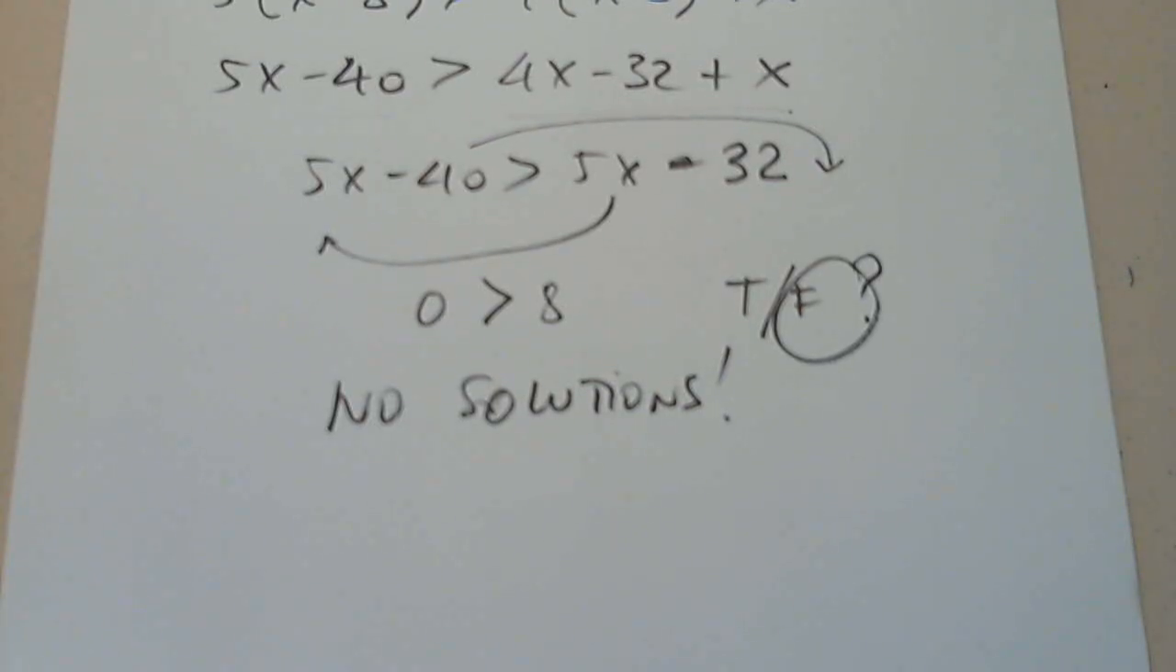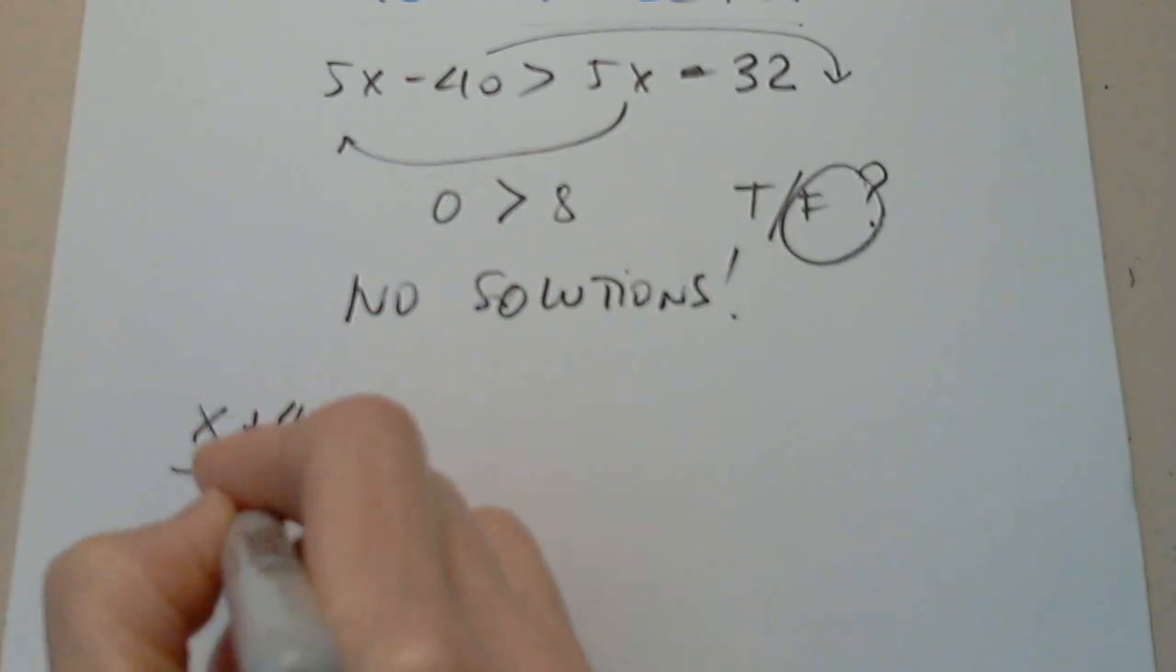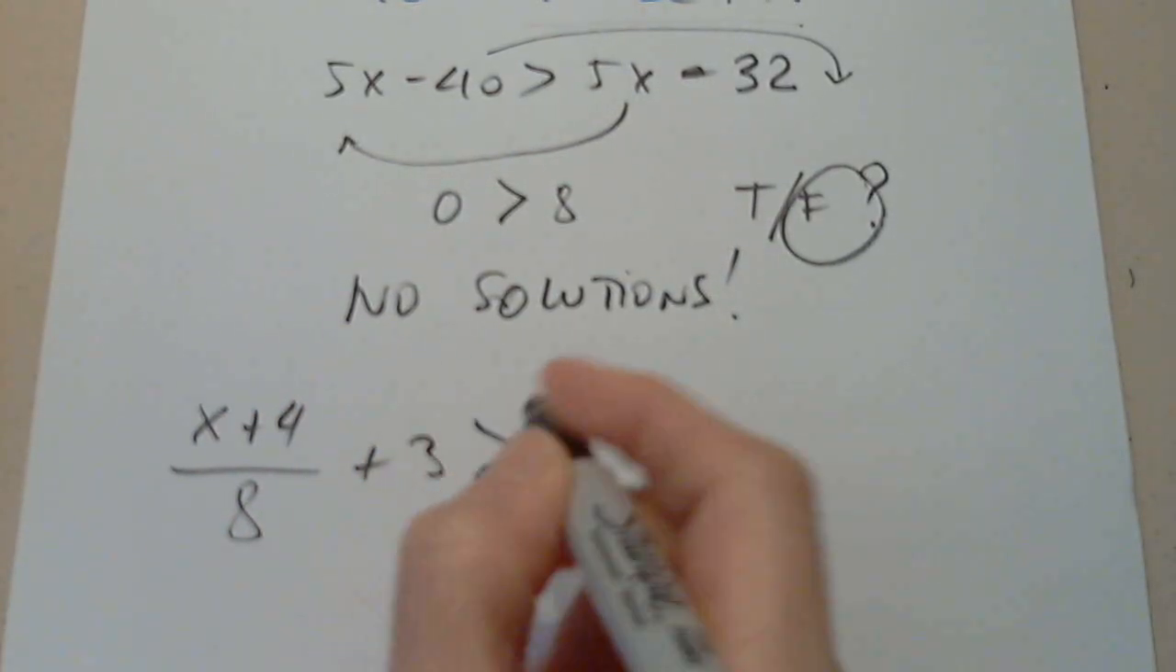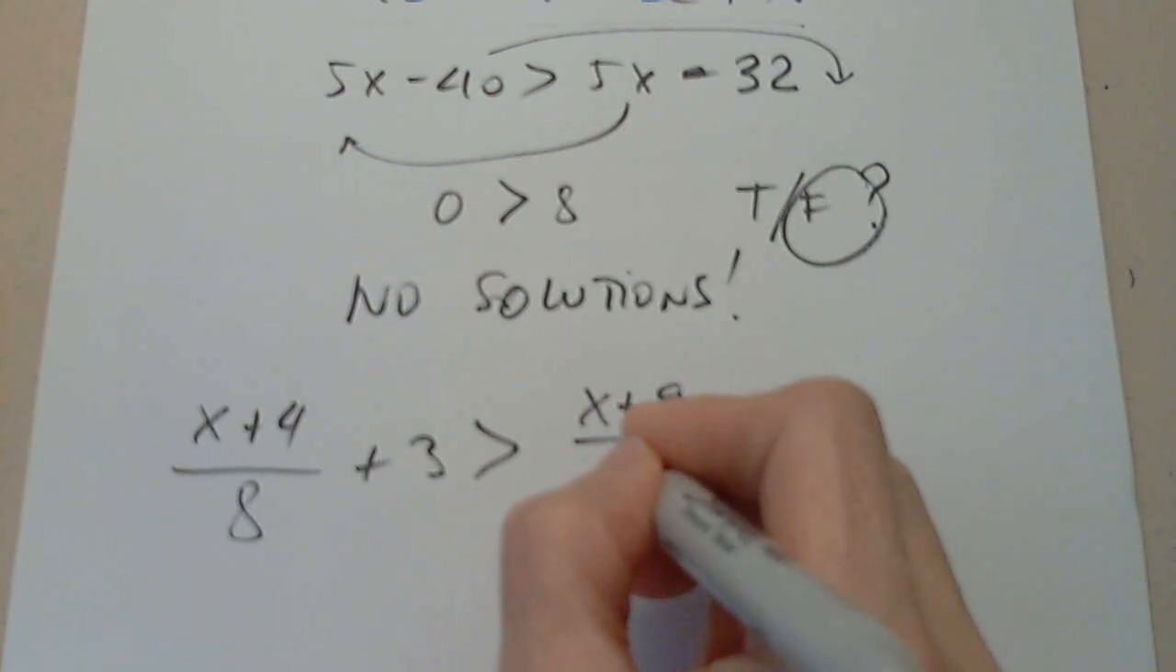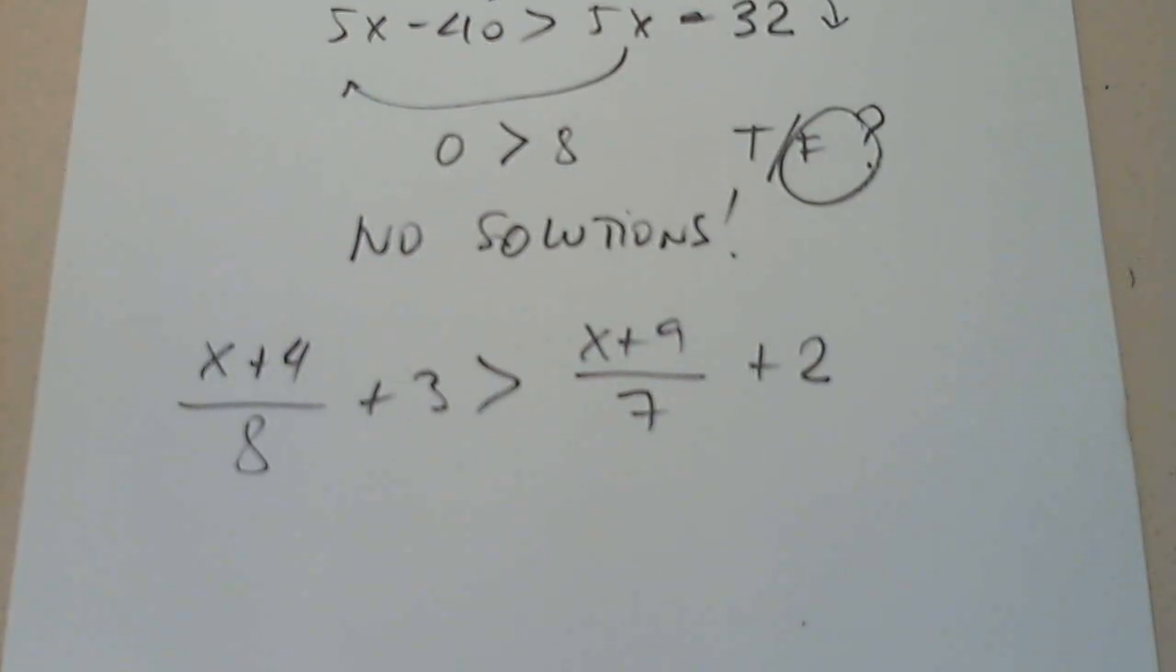Sorry about that. Good. Here's the next one. Any questions for me? X plus 4, everything divided by 8, plus 3, greater than x plus 9 over 7, plus 2.